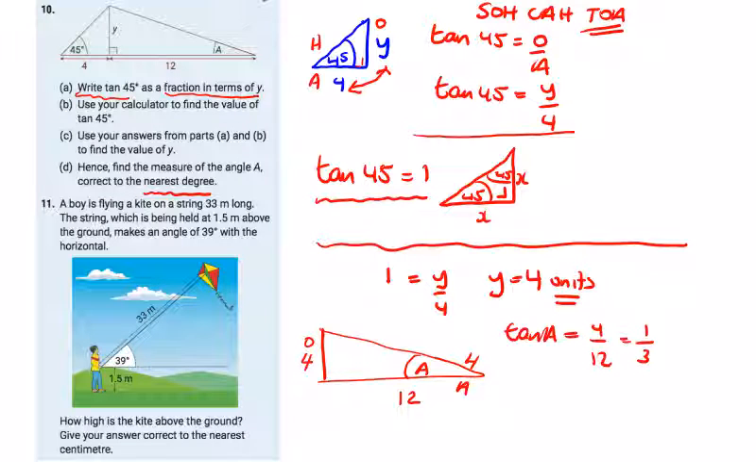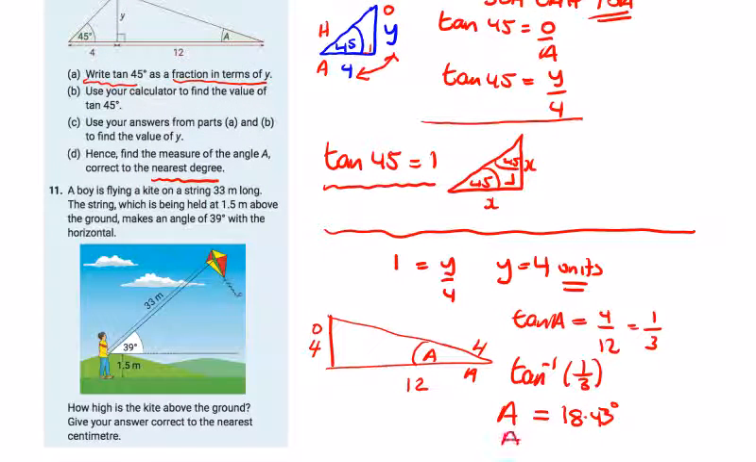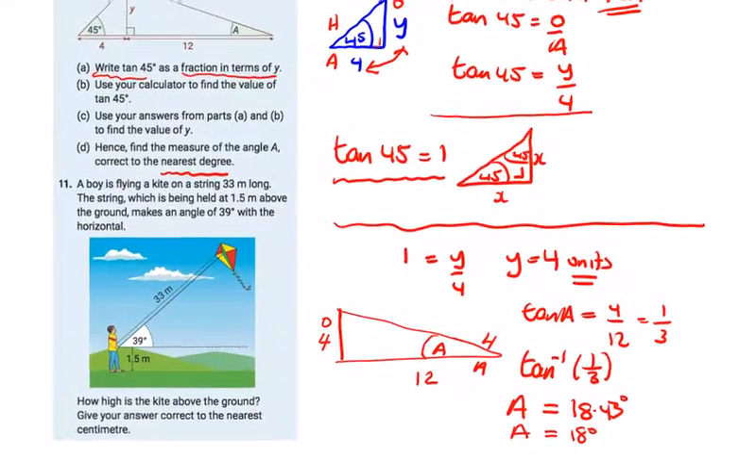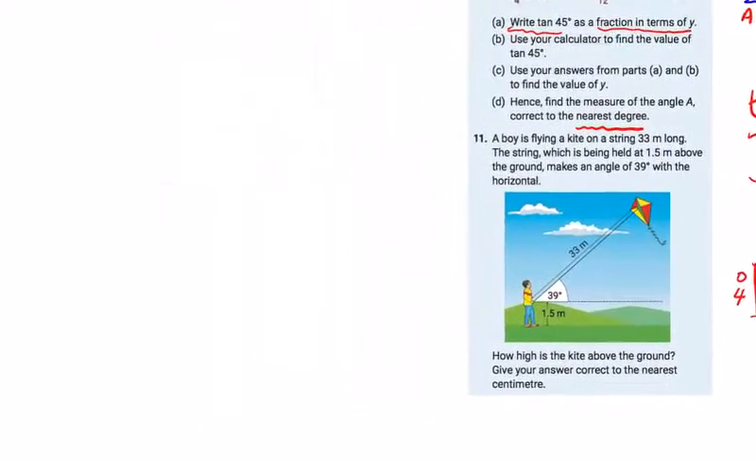You don't need to simplify it. So we're getting the inverse tan of 1 over 3 on our calculators. So you write down A is equal to, that's going to give me 18.43 degrees, and it says to the nearest degree, so the nearest degree A is equal to 18 degrees. So that's question 10. Question 11, we'll move over to the left here.